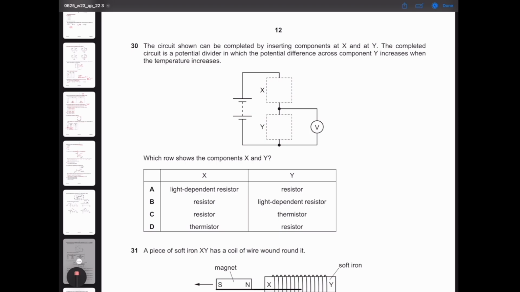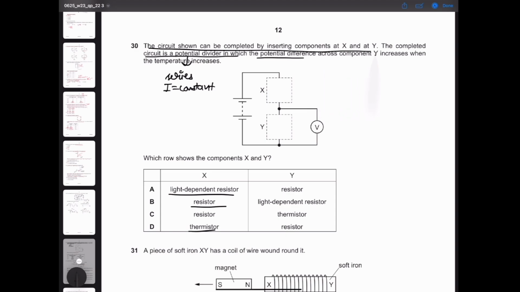It's a good question. The circuit shown can be completed by inserting X and Y components, and it can be anything out of LDR, resistor, thermistor. The completed circuit is a potential divider, so we know that this is a series circuit. And in a series circuit, current is constant, right? In which the potential difference across component Y increases if the temperature increases.